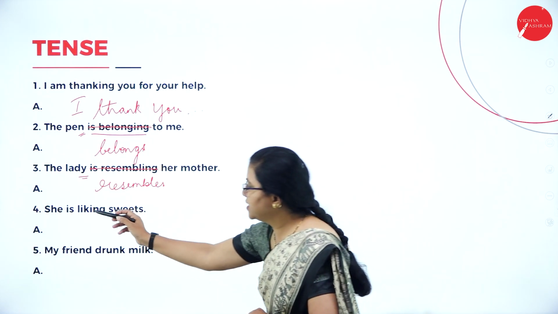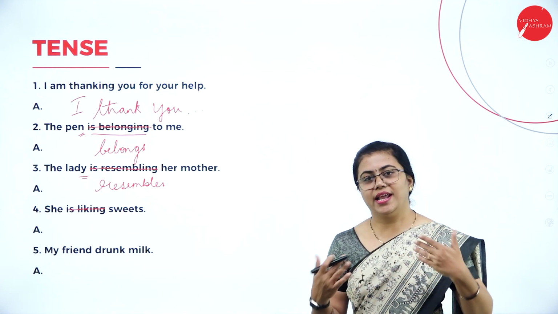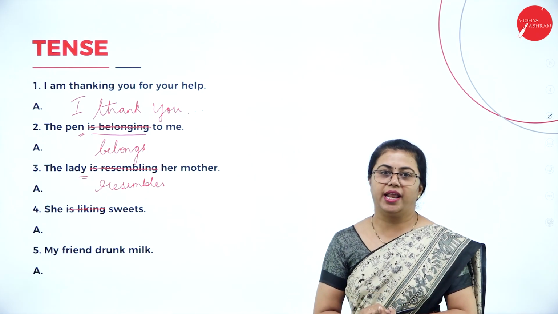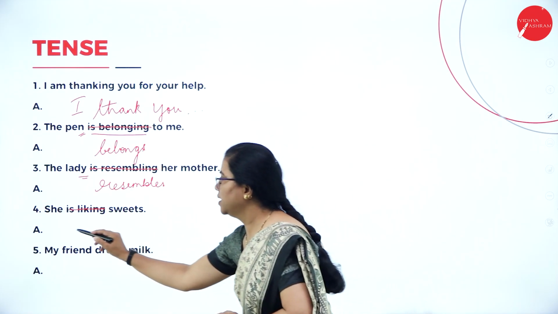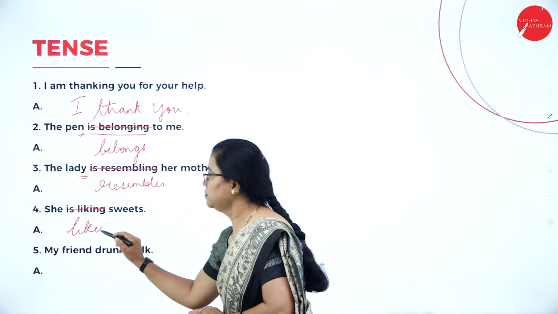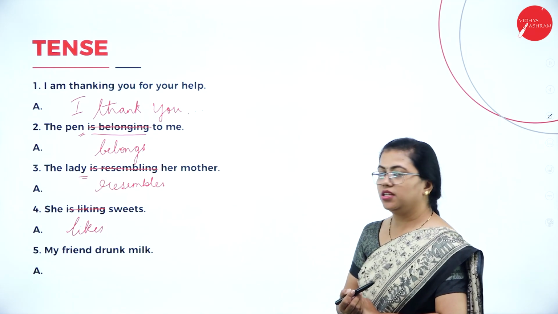Again, she is liking sweets. Again, this is present continuous. No, that should not be. Okay, she likes sweets. It's her nature that she likes sweets, isn't it? Something that happens every day. Fine. So this is likes. She likes sweets.